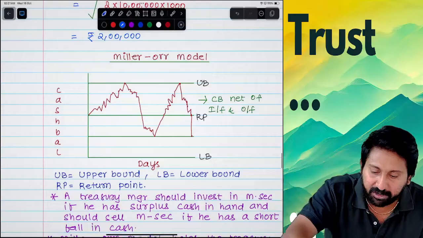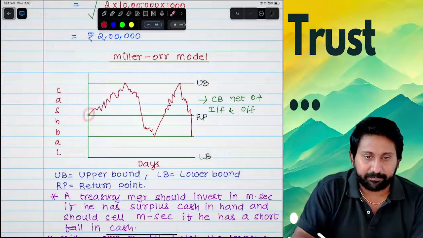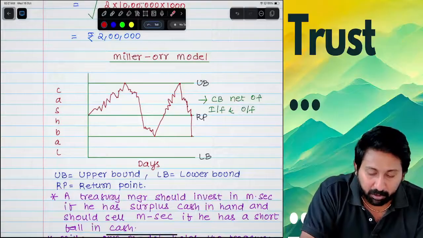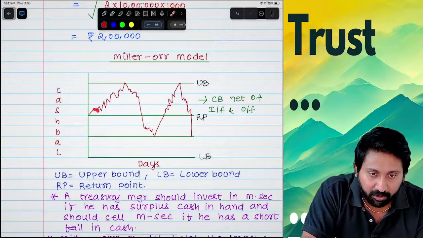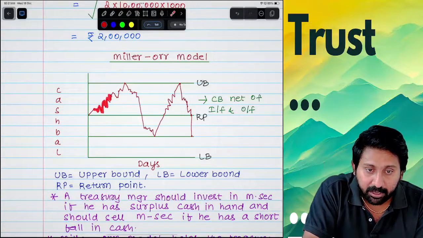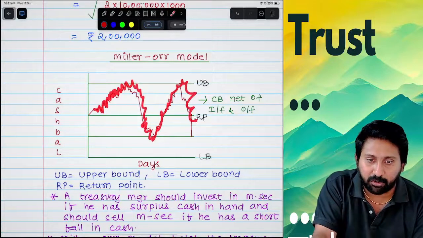When you start your business this year, somewhere your cash balance will be. When inflows are more, it will rise. When outflows are more, it will fall. Rise, fall, rise, fall, rise, fall. Like that, randomly, they will move throughout the year.